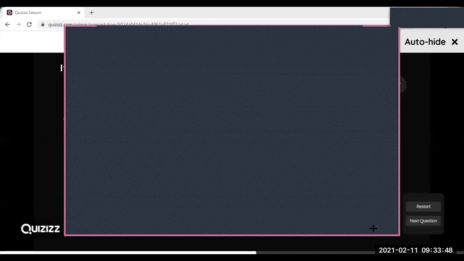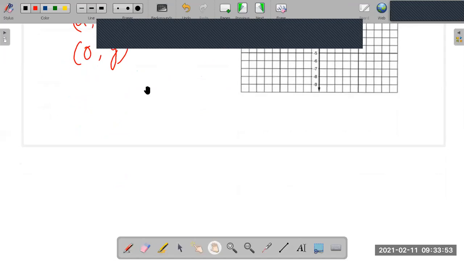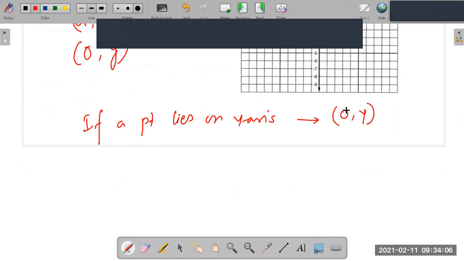Don't get confused, students. Let me quickly put some important notes over here. If a point lies on the y-axis, it will be of the form 0 comma y, where the x value will always be 0. So if somebody asks you b comma 8, what is the value of b? It has to be 0. Why? Because it lies on the y-axis. For any point which lies on the y-axis, the x has to be 0.